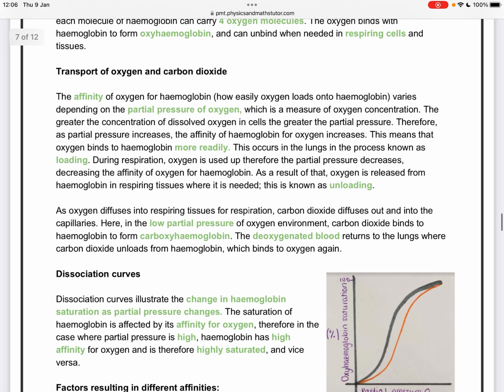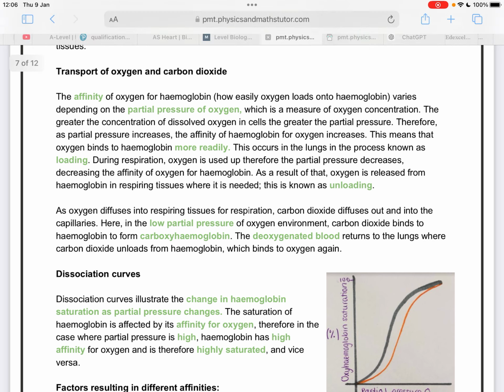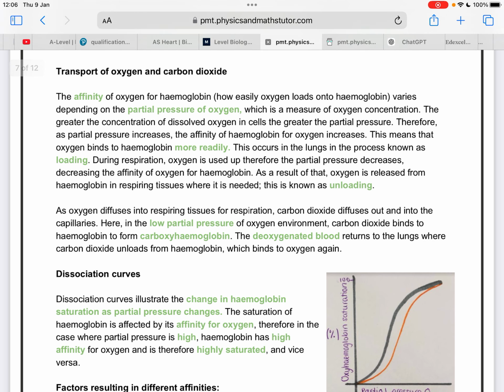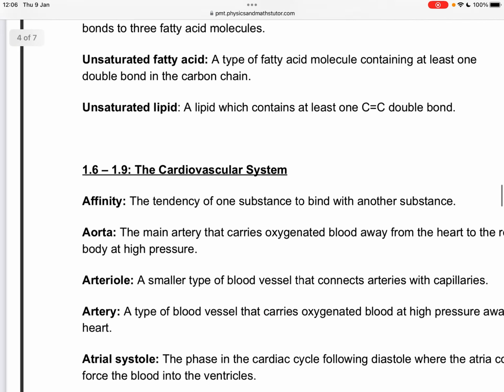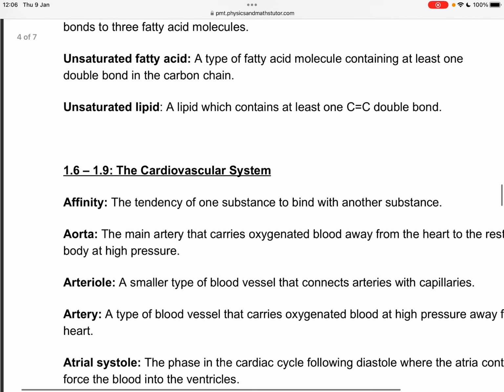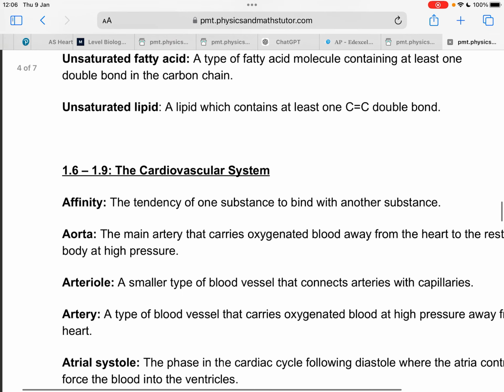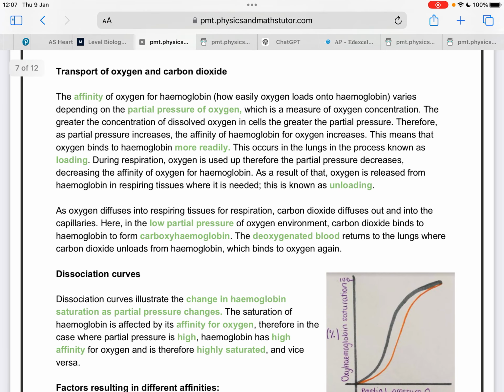Now, what is the transport of oxygen and carbon dioxide? The affinity of oxygen for hemoglobin, or how easily oxygen loads onto hemoglobin, varies depending on the partial pressure of oxygen, which is a measure of oxygen concentration. I just want to tell you that affinity is the tendency of one substance to bind with another substance.